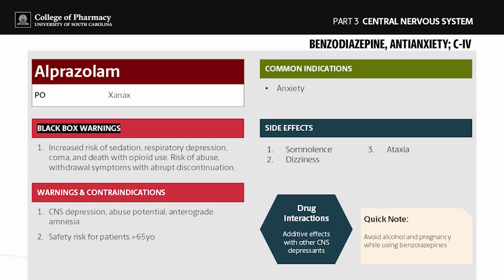If you have somebody that's got a benzodiazepine and they're also taking opioids, we need to counsel them for a while on this, okay? And we need to let them know that the risk of respiratory depression is increased. There's also a risk of abuse with this drug. It's a C4, and also withdrawal symptoms with abrupt discontinuation are possible.